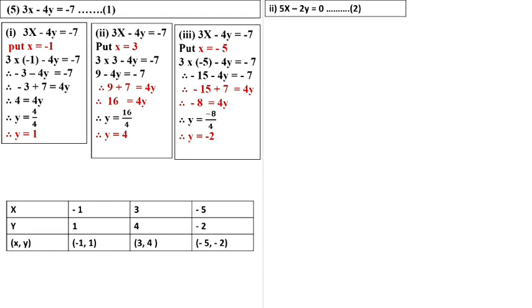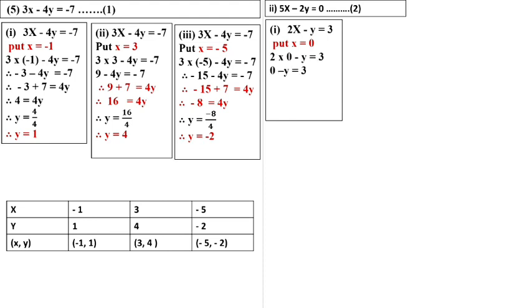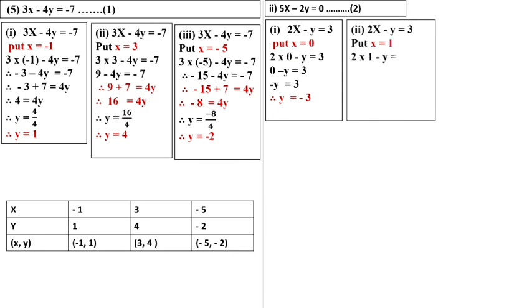The second equation of question number 5 is 5x minus 2y equal to 0. Same way we will solve these sums. The x value we are going to take is 0. So here what y value do we get? Minus 3. If we take x value 1, then what y value do we get? Negative 1.